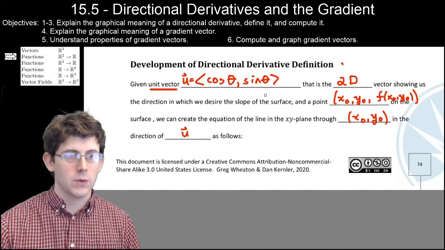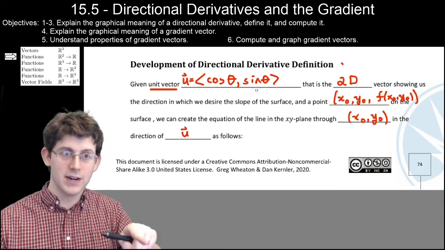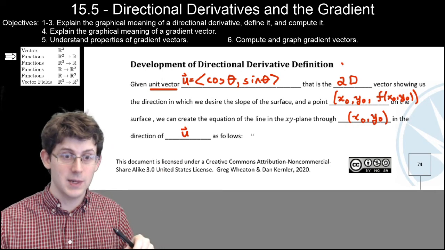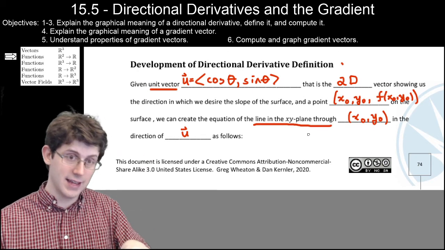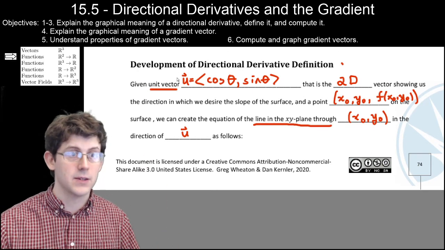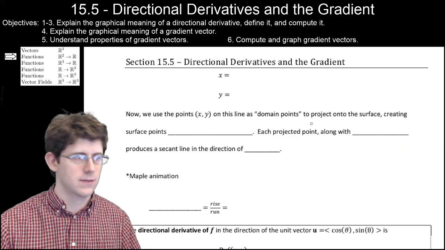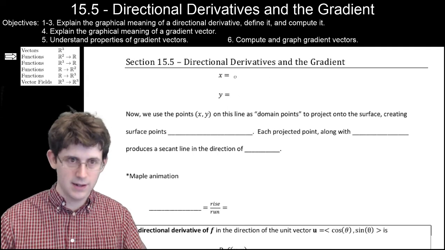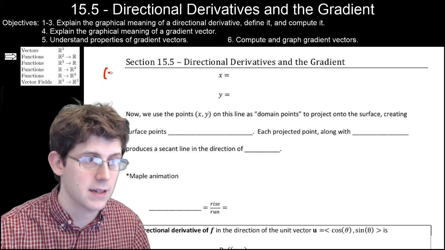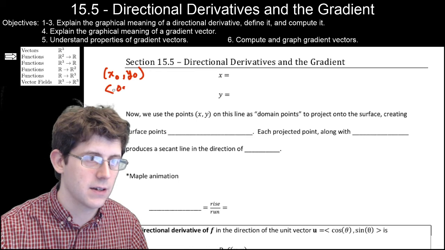Okay, so we're trying to find the slope of a surface in this weird direction u, and our plan is going to be to draw the line in the xy plane that goes in that direction, and then use that line. So let's get the line first. What is this x and y? Oh, yeah, okay. So we're starting at x0, y0, and we're going in the direction cosine theta, sine theta.